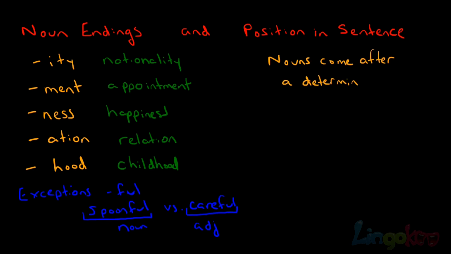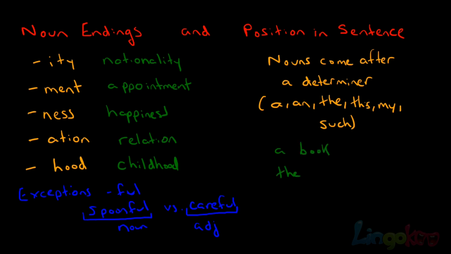Okay, now nouns come after a determiner. So it's a pretty good bet that if you have a determiner, the word following it is going to be a noun. For example, determiners such as a, an, the, this, my, and such. Let's look at some words that go together with these determiners: a book, the girl, this table, my car, such happiness. In these situations, all the words that come after the determiners are nouns.